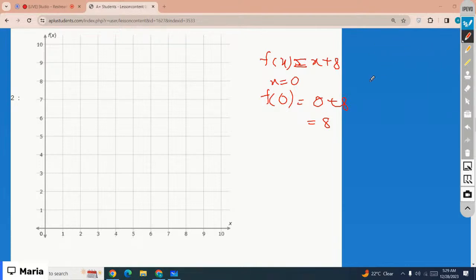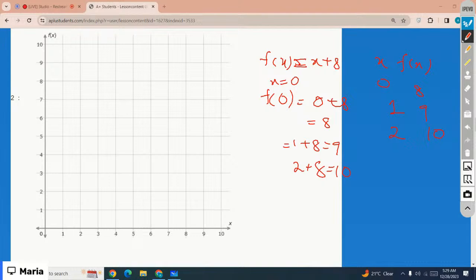here is a table of values. When x equals 0, f of x equals 8. When x equals 1, 1 plus 8 equals 9. When x is 1, f of x is 9. When x is 2, 8 plus 2 is 10. When x is 2, f of x is 10, right?